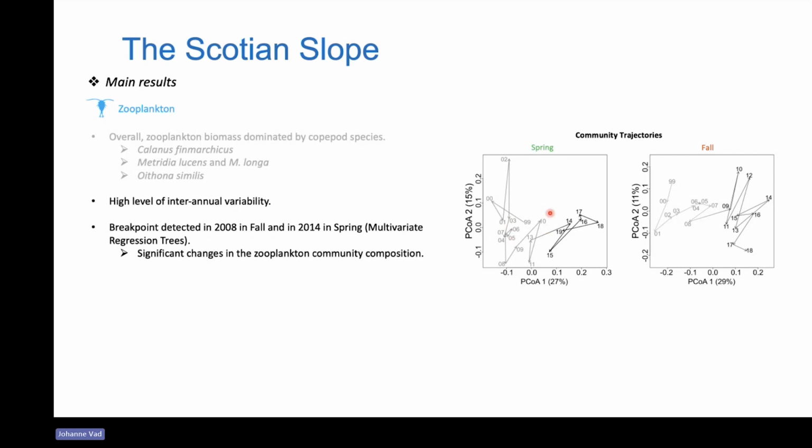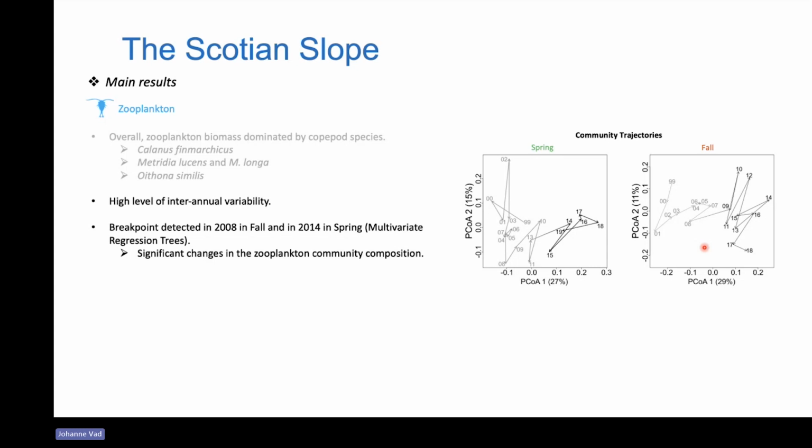Using a separate analysis called multivariate regression trees, we also identified breakpoints in our data sets. And that was in 2013 in spring and in 2008 in fall. And you can actually see these breakpoints appearing on your trajectory, especially in fall, where you see that after the breakpoint, the trajectory starts having a completely different behavior to before 2008. And the thing to notice really on these trajectories is that despite the high level of noise, you still have quite a directional trajectory going from one side of your plot to the other side. And this is especially strong for the fall data set. So we can see significant changes in the zooplankton community over time, despite the level of noise.